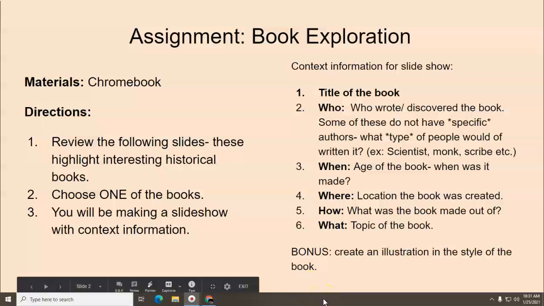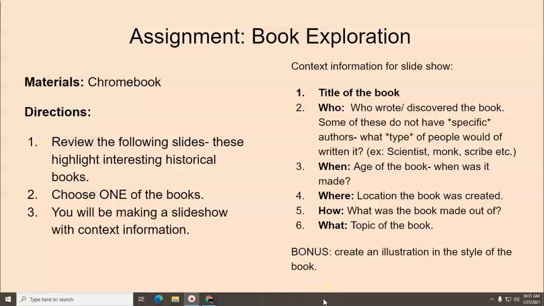So what you're going to need is your Chromebook, and I want you to look at the following slides that highlight interesting historical books. Choose one of the books, and you're going to be making a slideshow with the context information. So the information that has to go on the slideshow is slide 1, the title of the book, slide 2, who wrote or discovered the book.